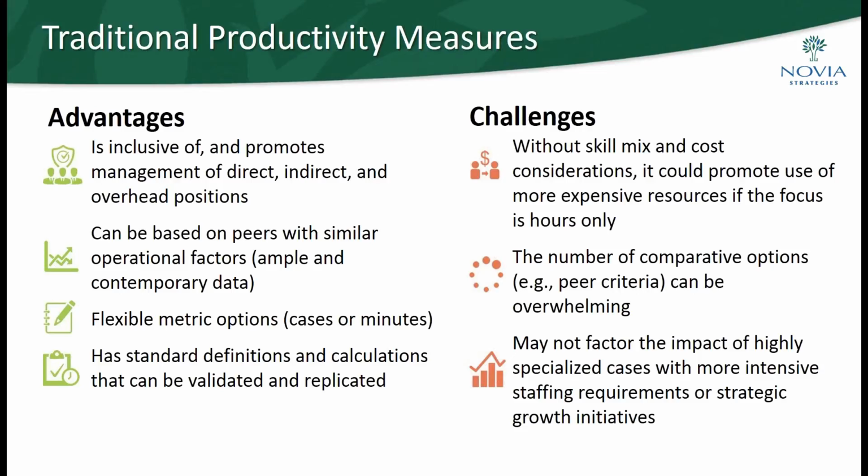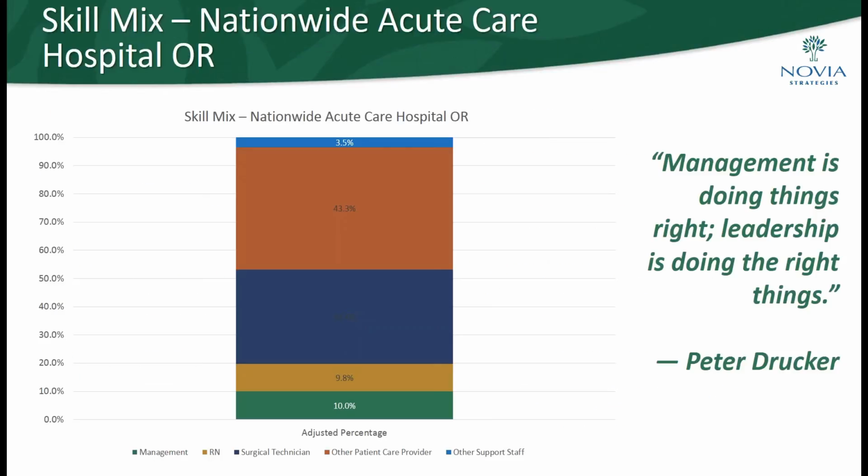Another challenge is in any benchmarking-based approach, you can really get caught up in analysis paralysis, where you are trying to fine-tune that peer selection criteria to the nth degree, and so sometimes that can be overwhelming. Sometimes you might miss out on some better performers if you are too selective with that peer selection criteria. It may also not factor in the impact of your highly specialized cases, or if you have strategic growth initiatives and are expecting an uptick in volume, the traditional approach may not account for that if you don't have that factored into the math that you use to calculate your resources.